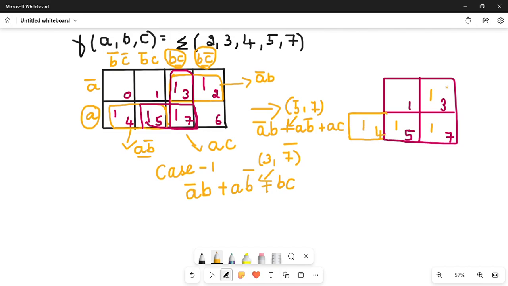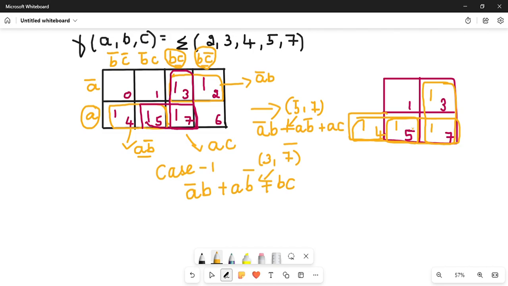Now, after making a group with 3 and 7, can I make a group with 5 and 7 again, like this? You can group it, but it becomes redundant. Why? Because when you make a group with 3 and 7, 7 gets shared with 3. And here, 5 is already shared with 4. So therefore it becomes redundant.